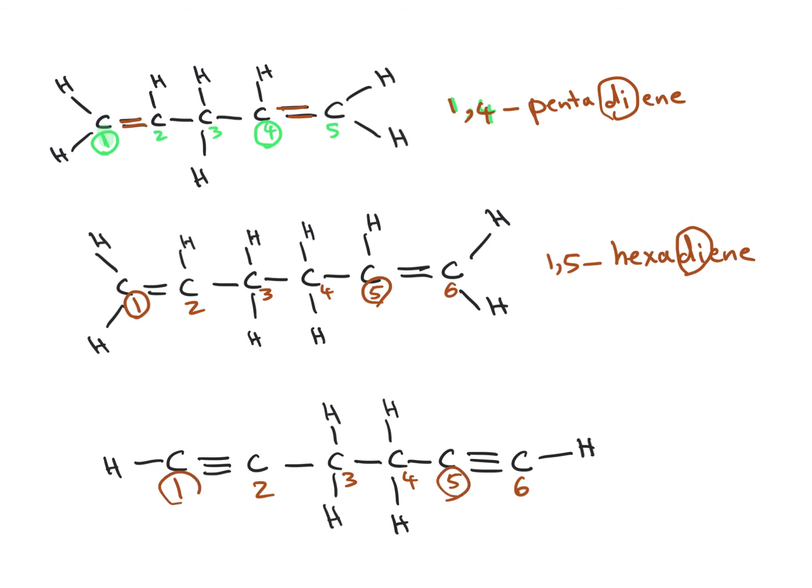Here, 1, 2, 3, 4, 5, 6. Carbon number 1 and 5 is basically the same as above, but we have triple bonds. So it would be hexa, di, triple bond. This is a diyne.